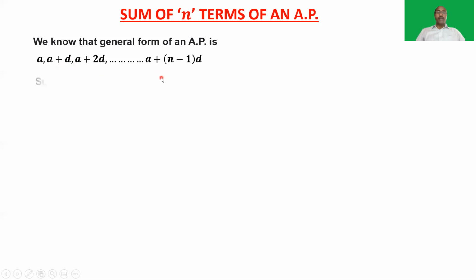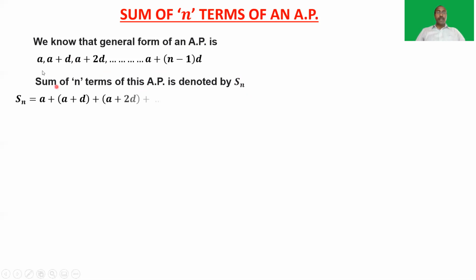Okay, and the sum of n terms of this AP is denoted by Sn. Sn is nothing but the sum of n terms of the given arithmetic progression. In that way, Sn is equal to a plus (a plus d) plus (a plus 2d) up to a plus (n minus 1) into d. And the term before a plus (n minus 1) into d is a plus (n minus 2) into d, which is the (n minus 1)th term of the progression.